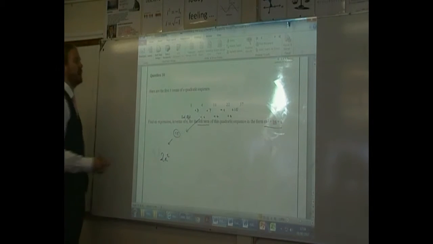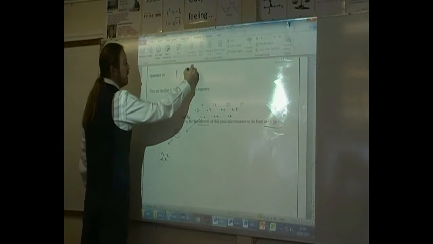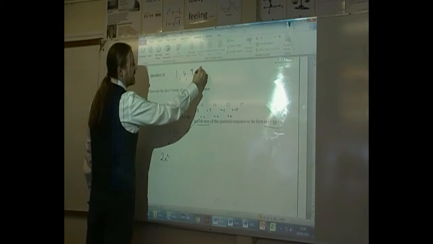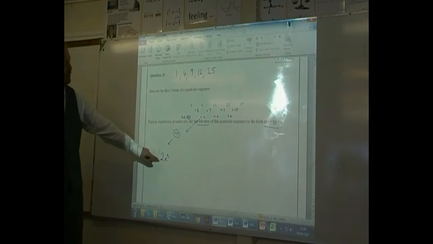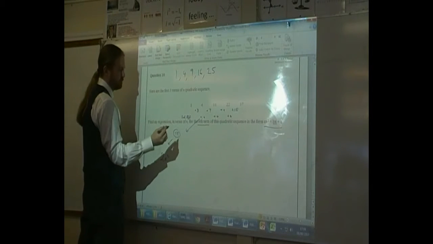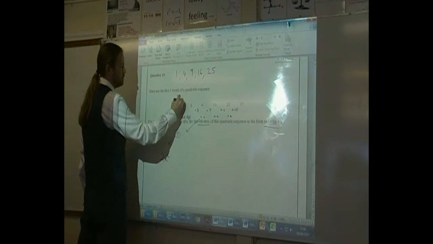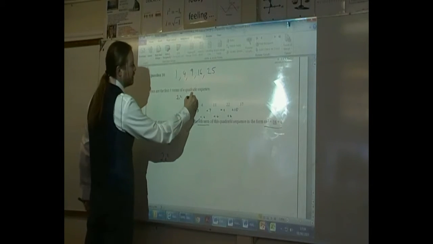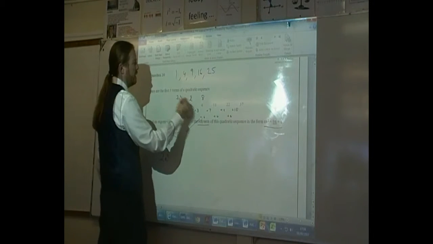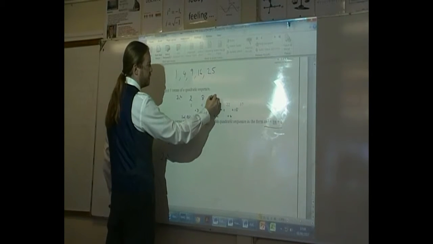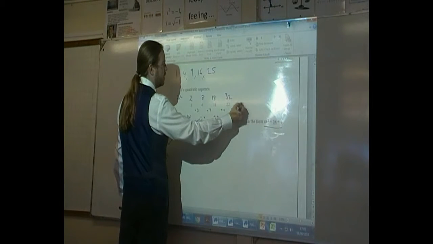So we know what the sequence n squared is. It's 1, 4, 3 squared is 9, 4 squared is 16, 5 squared is 25, etc. So 2n squared is double that. So that would be 2, and then 8, and then 18, and then 32, and then 50.